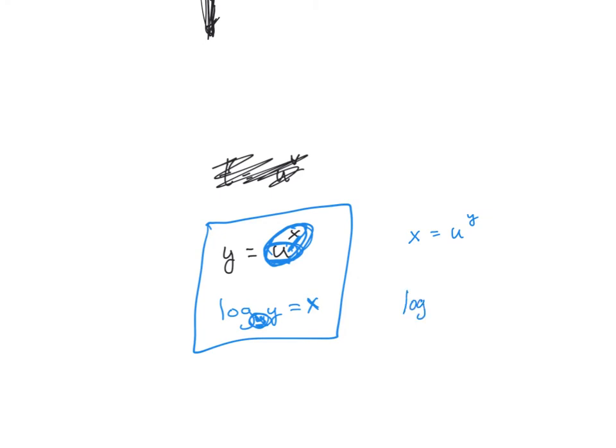Make sure the base is the same base. So the base is u. There you go. The variable that's right next to the u will not be next to the u. That goes to the other spot. And the one that's not next to the u is next to the u.